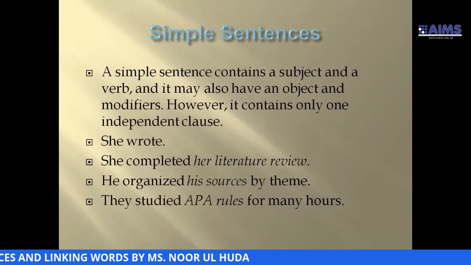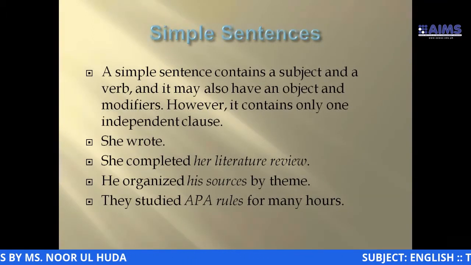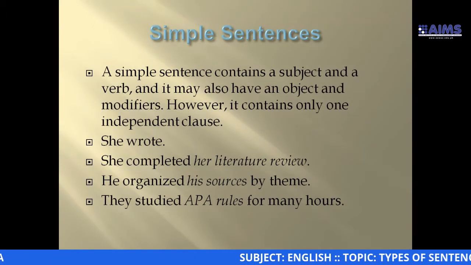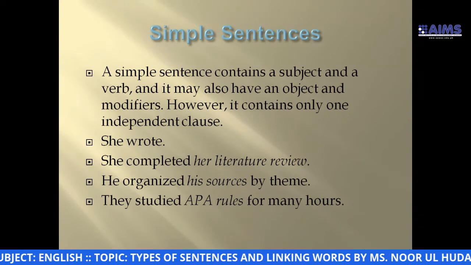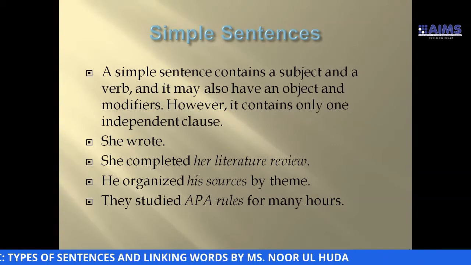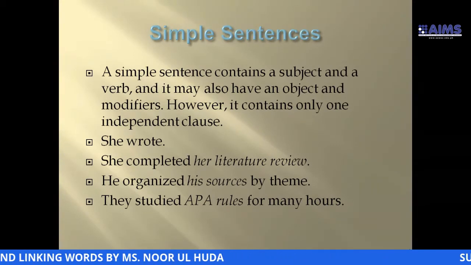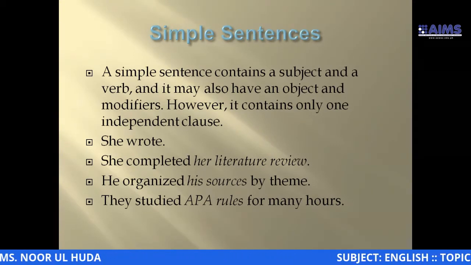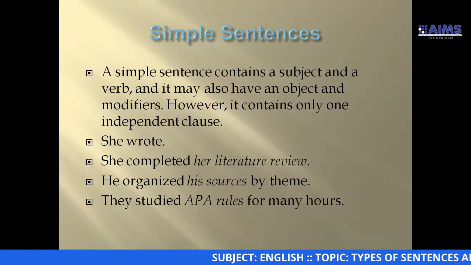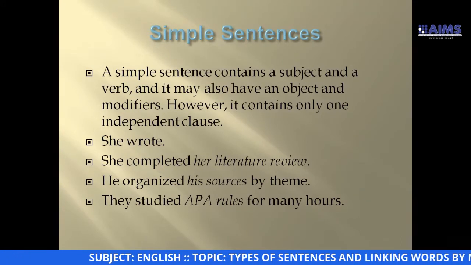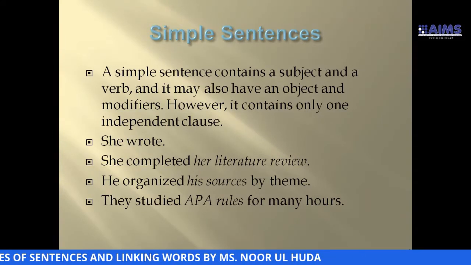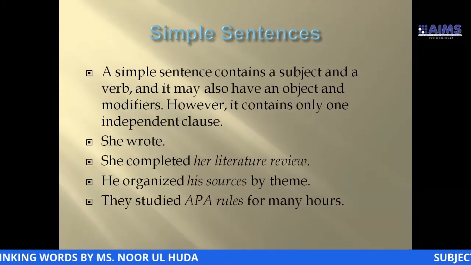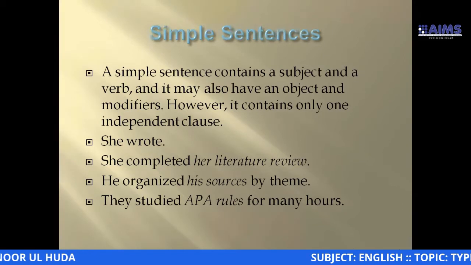Okay, now how can we compose simple sentences? A simple sentence contains a subject and a verb, and it may also have an object and modifiers. However, it contains only one independent clause. So we cannot say that if we merge two independent clauses, they form a simple sentence. No. Simple sentences always have only one independent clause.